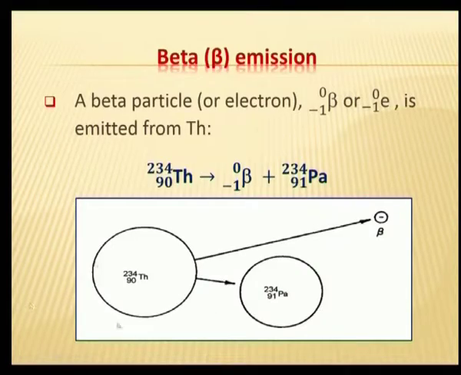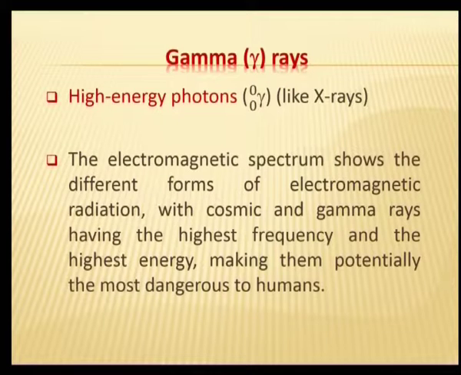So, thorium with mass number 234 is getting converted into protactinium with the same mass number, but the atomic number changes from 90 to 91 and a beta particle is emitted. So, this is an example of beta emission, and gamma rays are nothing but high energy photons.